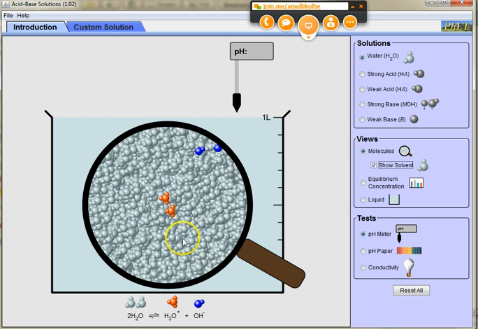Now of these, some molecules will dissociate, and this is how we write the dissociation reaction. Some of these gray water molecules will become H3O+, and so here we are saying in the equation that only two molecules dissociate into H3O+ and OH-.